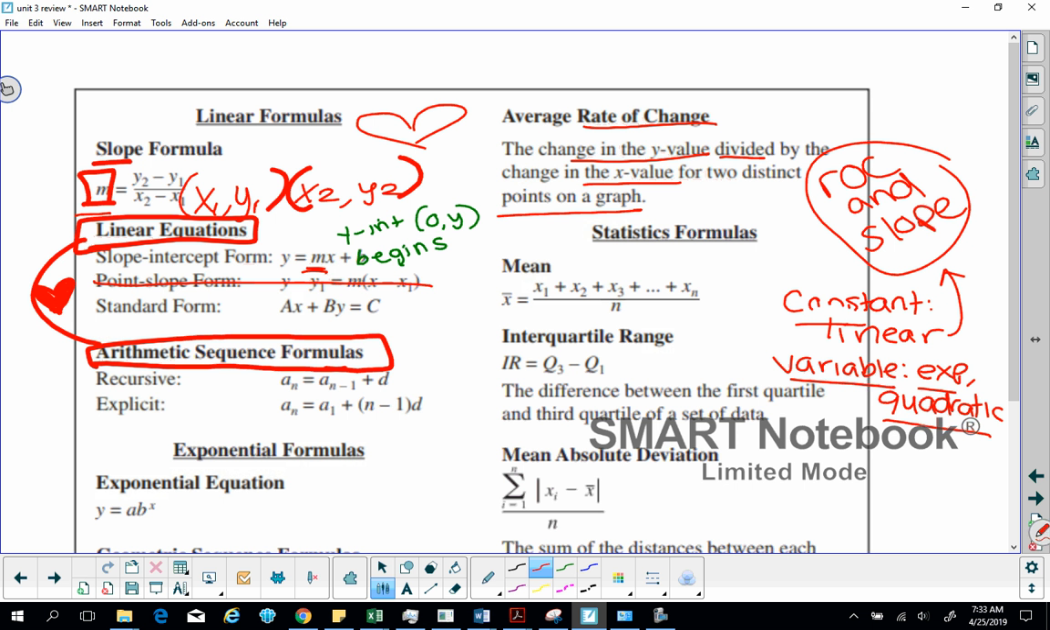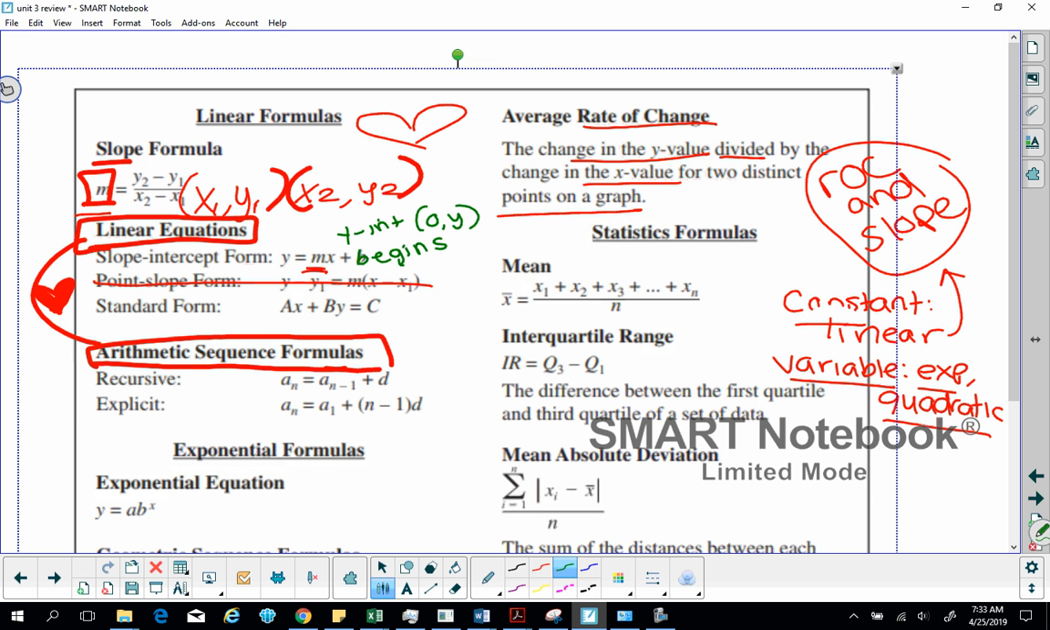Now, we know recursive is like this, but the only thing that we fill in for a recursive is the D for this first one. What does D mean? What does D mean in arithmetic sequences? Do you remember?